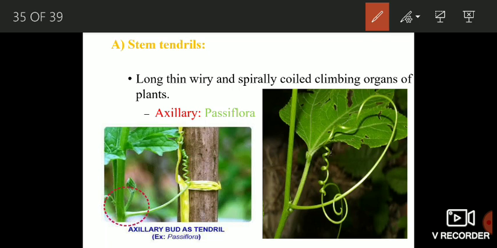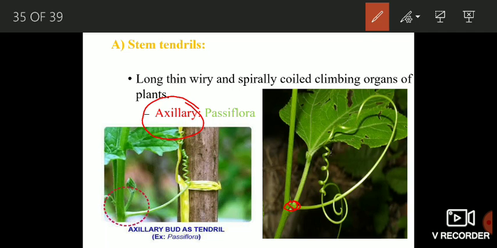Stem tendrils are long, thin, wiry and spirally coiled climbing organs of plants. These organs help the plants in climbing a support, and based on the origin of these tendrils, there are different types or classes of tendrils. First of all, we have axillary tendrils. Those tendrils which develop from the axillary buds are known as axillary tendrils.